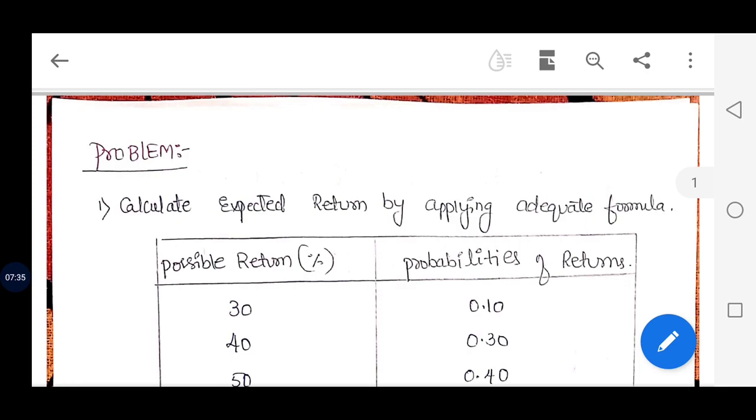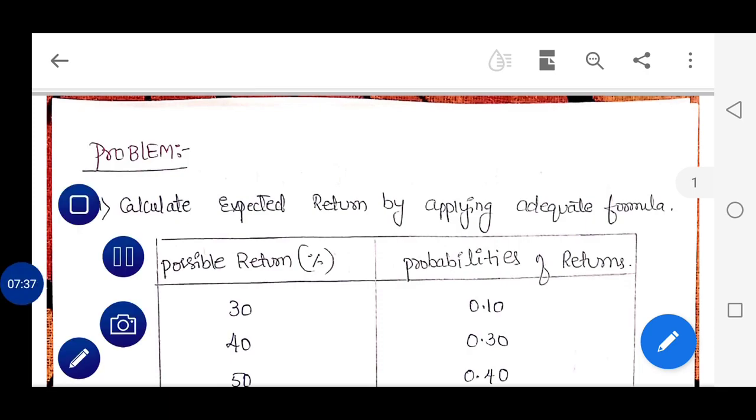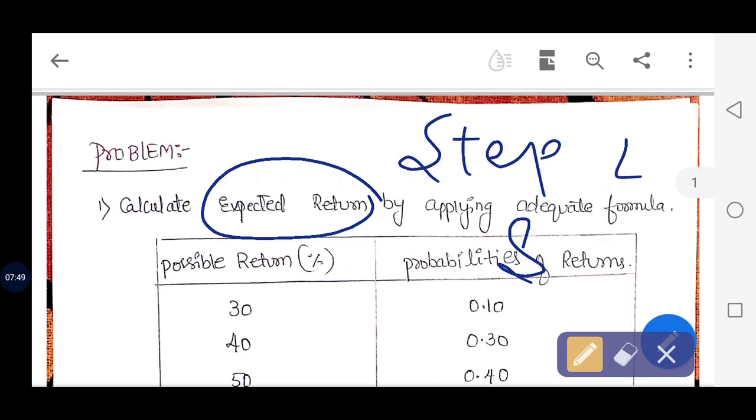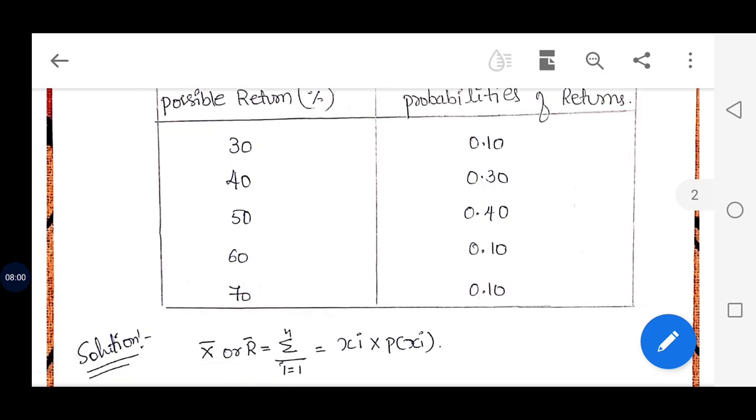In this video we will only understand how to calculate the first one. In the next video we will take some more complicated problems. In that we will discuss step number 2, that is calculating the standard deviation also. But for your simplicity and understanding, I have taken only expected return problems in this video. So let's take another example.